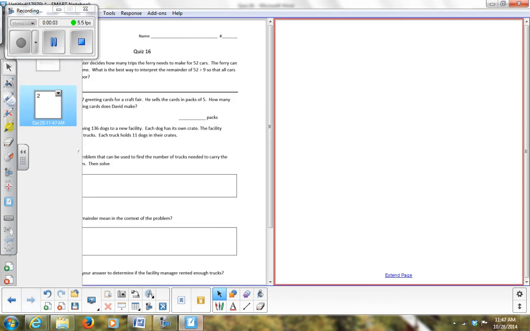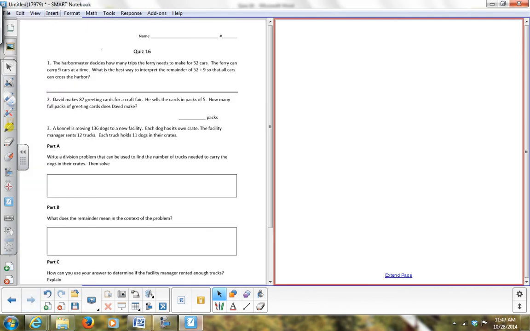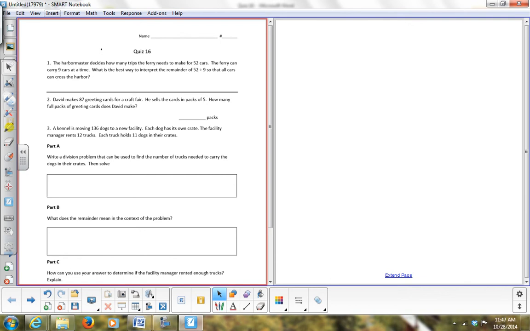All right. So, first part of the quiz. The first part of the quiz says that the harbor master decides how many trips the ferry needs to make for 52 cars.